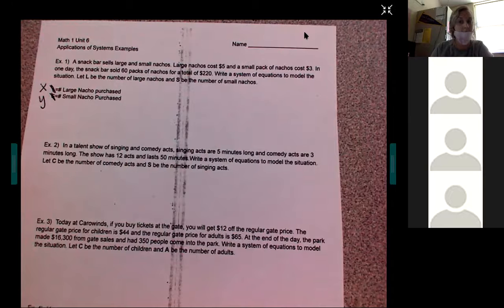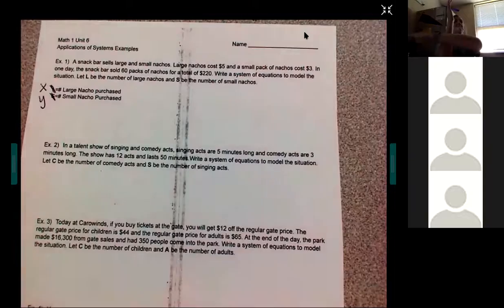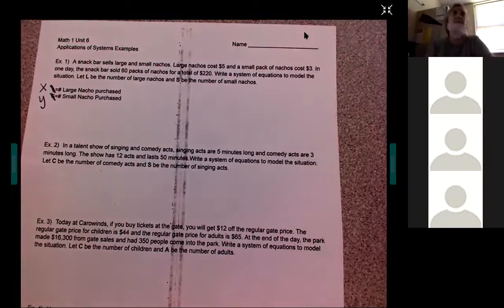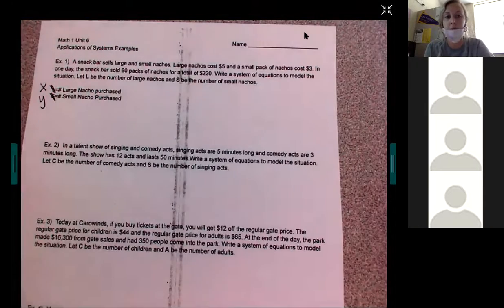Does that sound good? Any other letters into Desmos? Because Desmos already has a graph and the graph is labeled X and Y. So it won't graph other letters. That's a good question. All right.